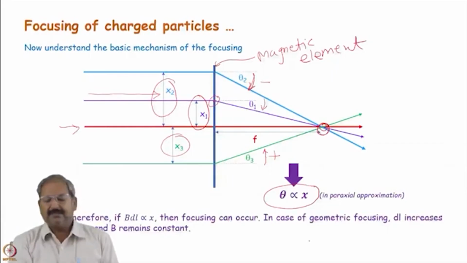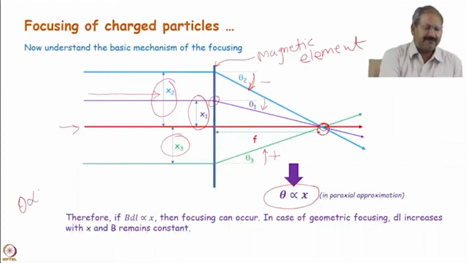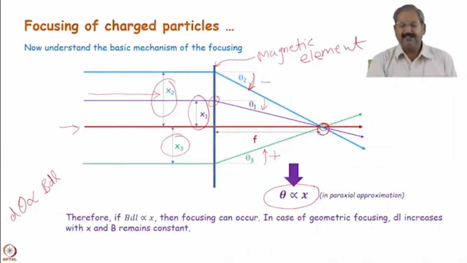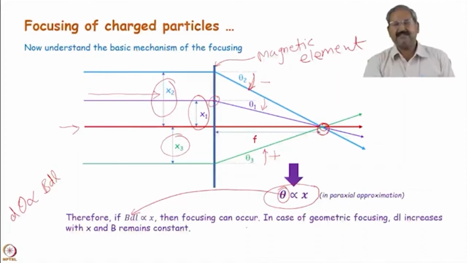Therefore, now we have seen in the previous slide that d theta is directly proportional to BDL. This means theta, that is BDL, should be directly proportional to x. Then focusing can occur. So if with this combination we are able to generate a field proportional to x, then that kind of magnetic field will focus the charged particle.